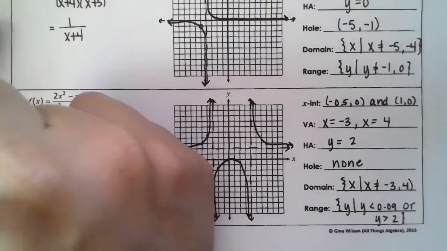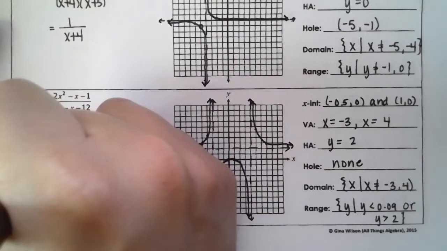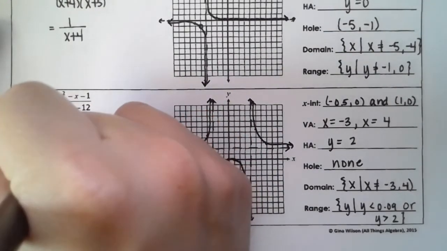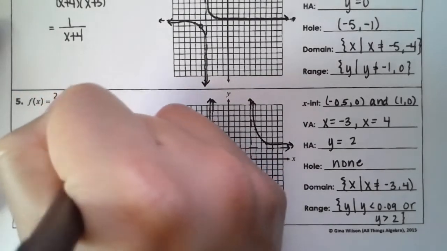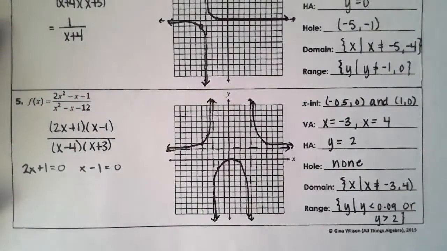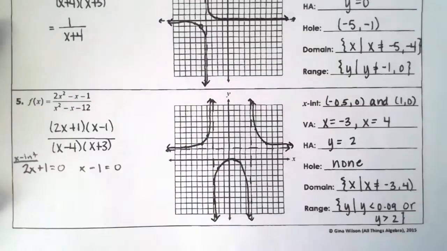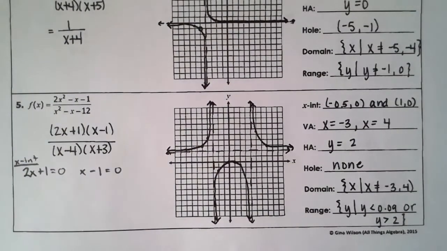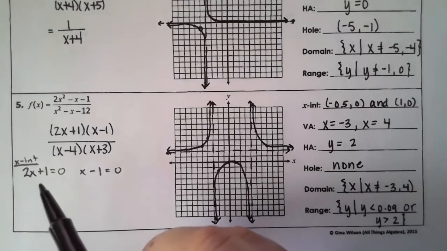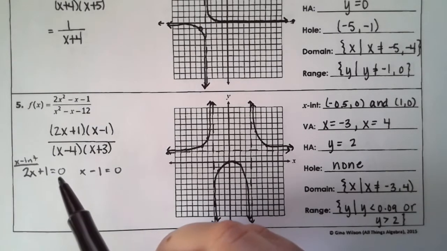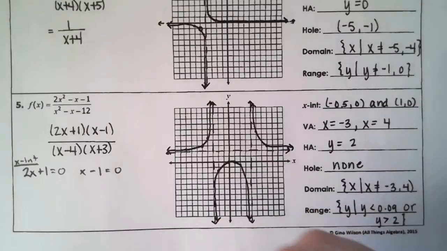This marker is already done. 2x plus 1 is equal to 0. You're going to have x minus 1 equal to 0. Oops, and this is for my x-intercept. Okay, so you're going to find that x is equal to 1/2 or 0.5, right? Or negative 1.5, I should say.